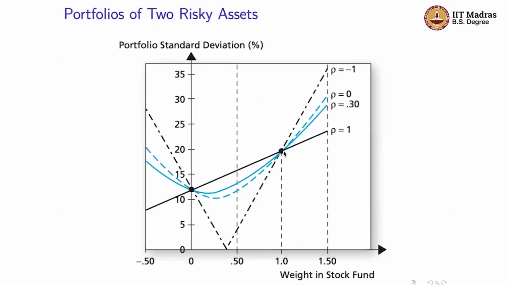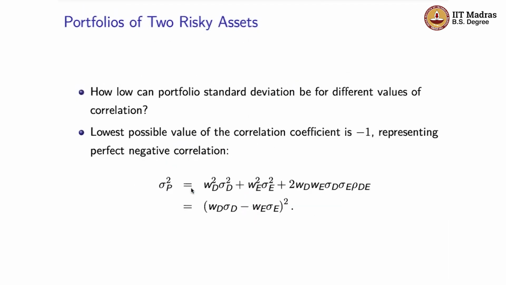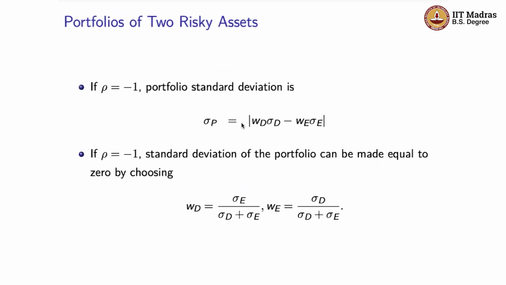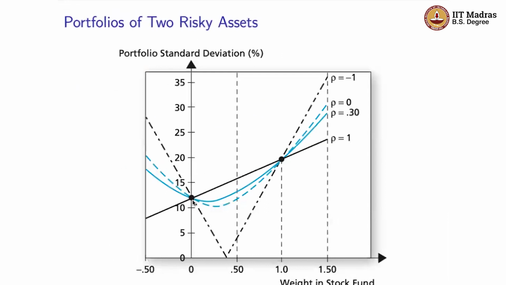Now, what we have done in this graph is that we have drawn this figure for different values of rho. Remember, rho is the correlation coefficient. So the easiest case to consider is what happens if you have got rho equal to 1. In that case, remember that we had derived that if you have got rho equal to 1, then the standard deviation is nothing but the weighted average of the standard deviation of the different assets, right? So that would basically just correspond to this line joining the two cases, right? So that is one case.